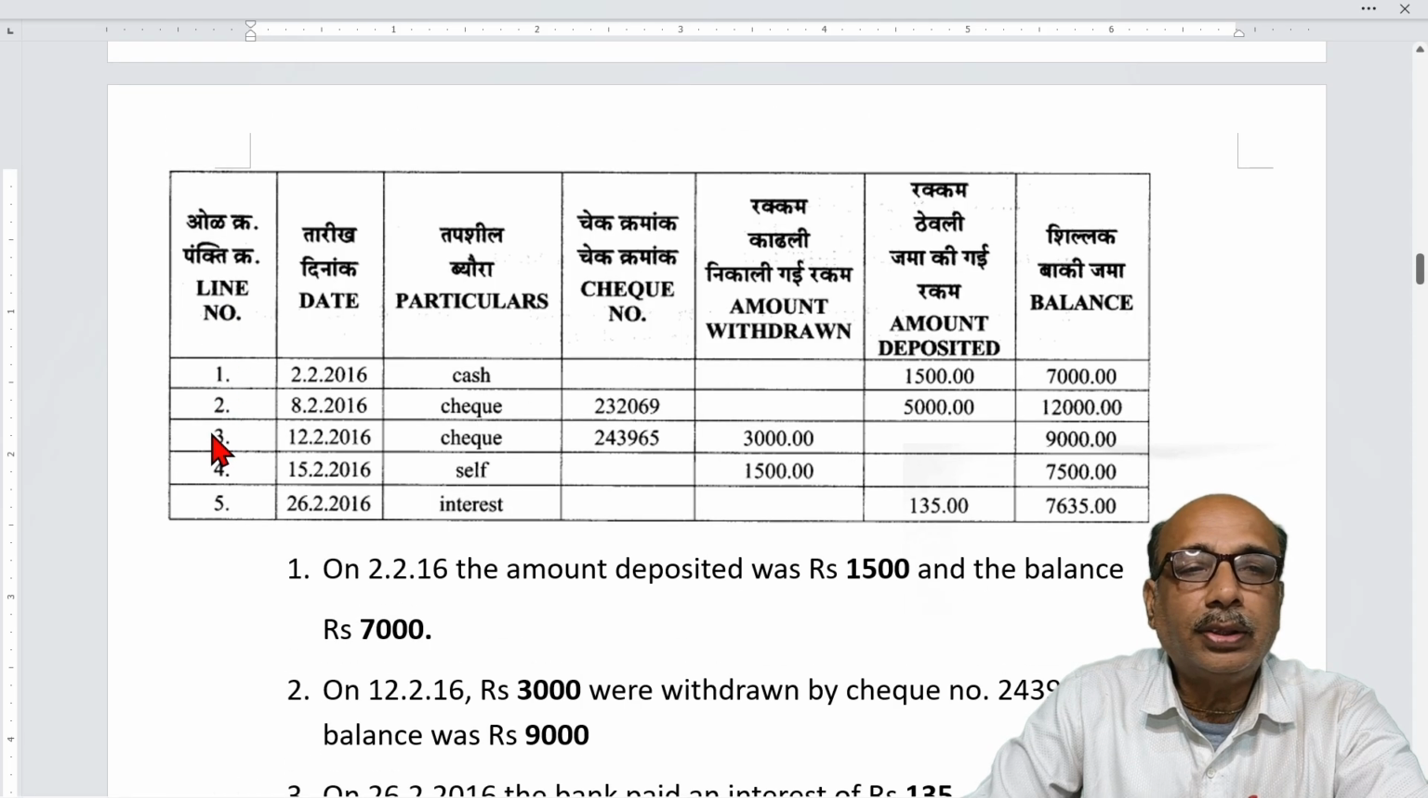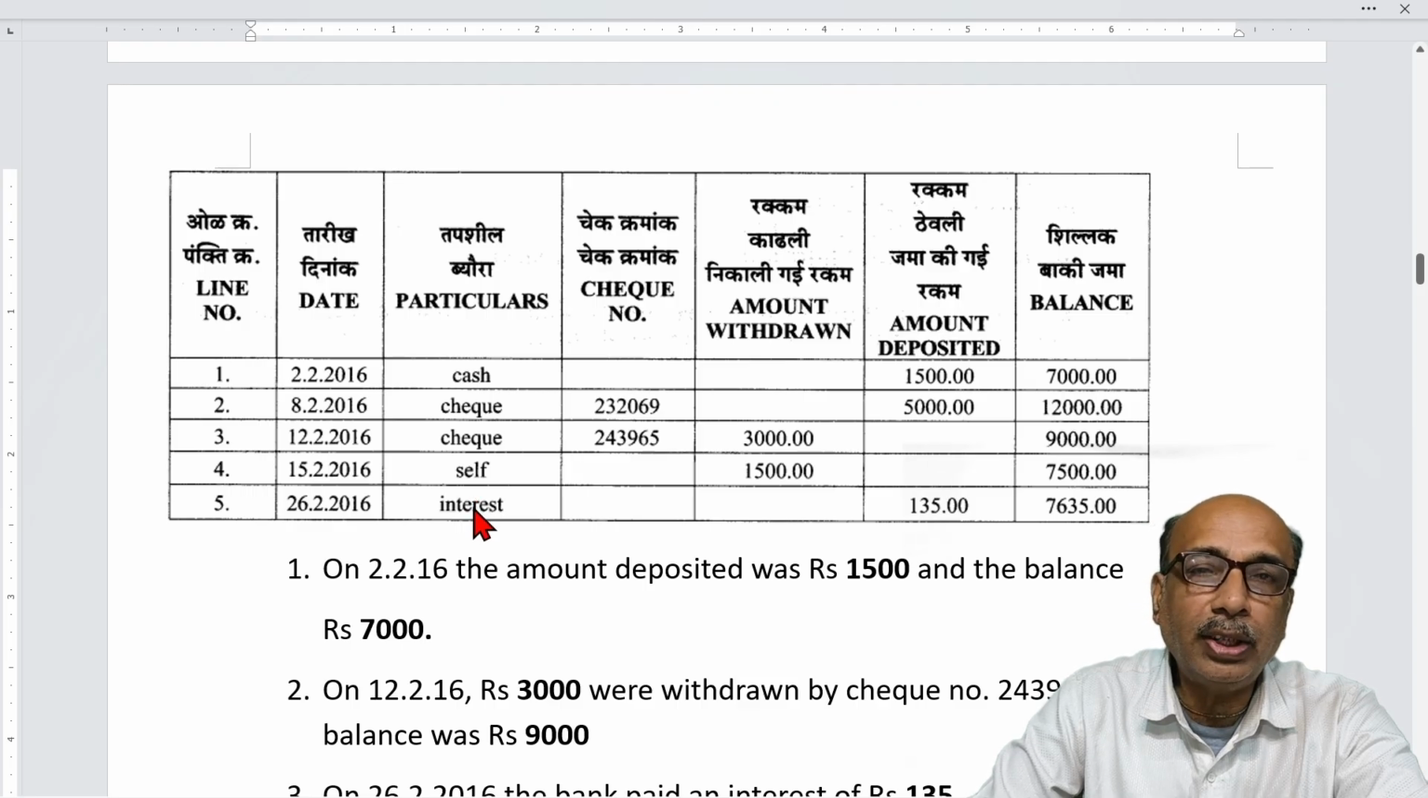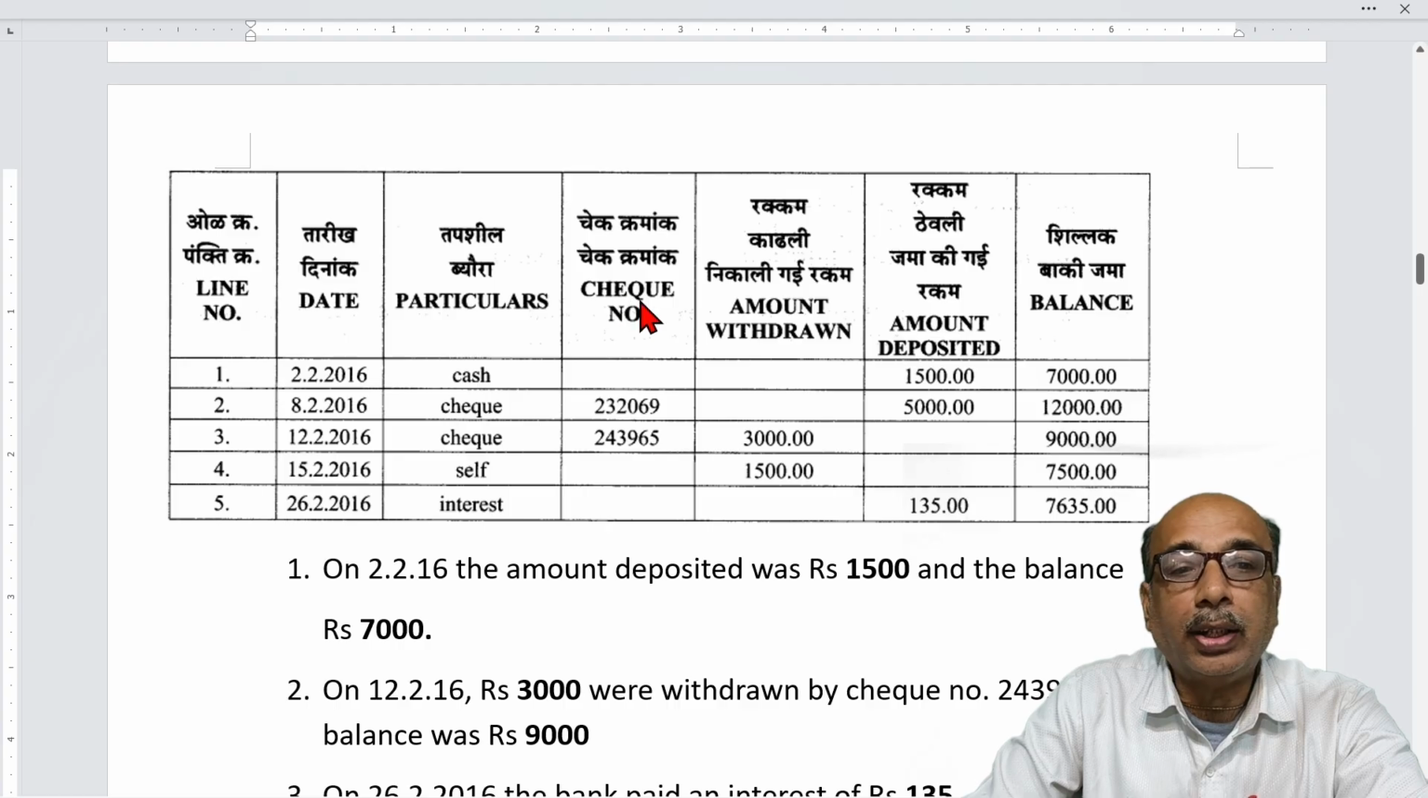Line number, that is serial number, then date, on which date the transaction is done, particulars, how it is done, by cash, by check. Self means if the amount is withdrawn by self, by withdrawal slip, then it is self. Interest: after every 3 months the interest is calculated on the savings account, that is shown by interest here. Check number: when checks are given or deposited, the check number is written. It is printed on the check itself.